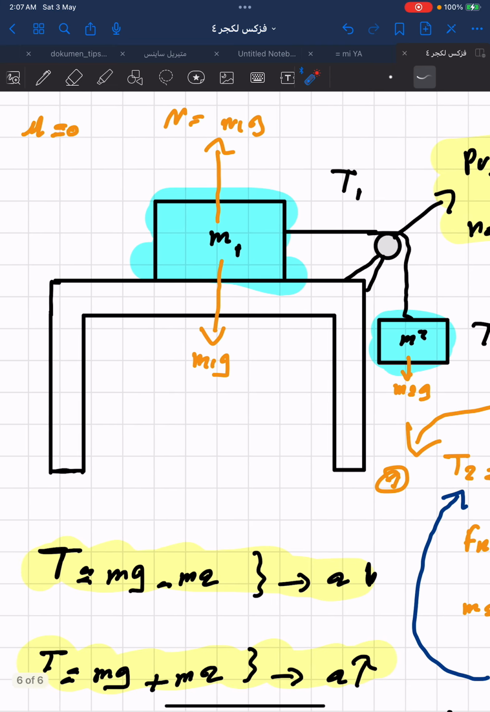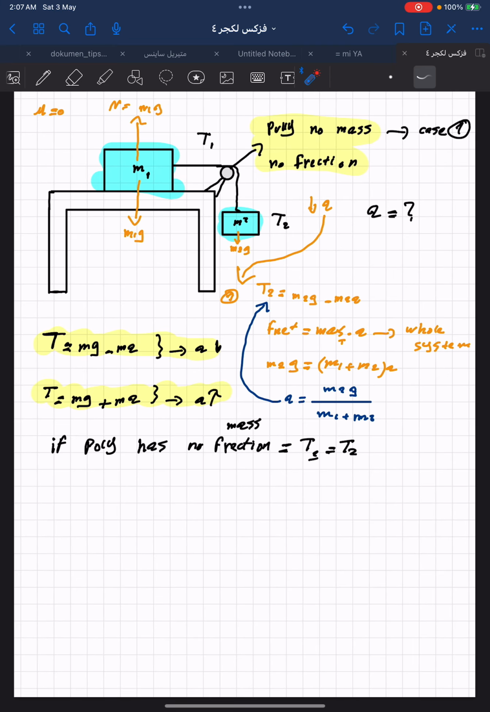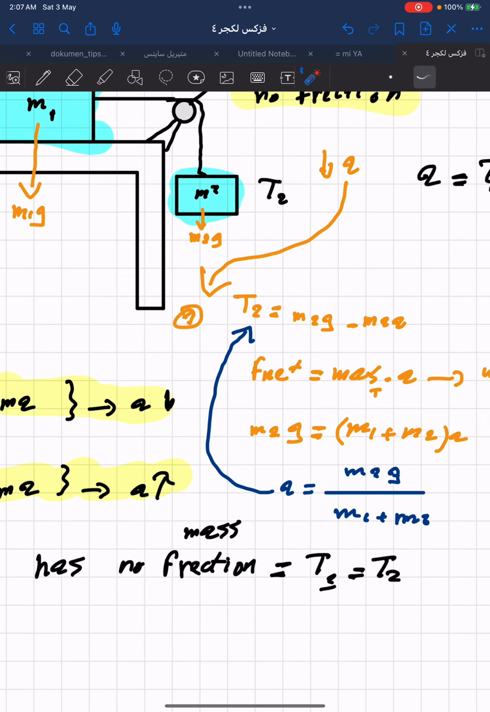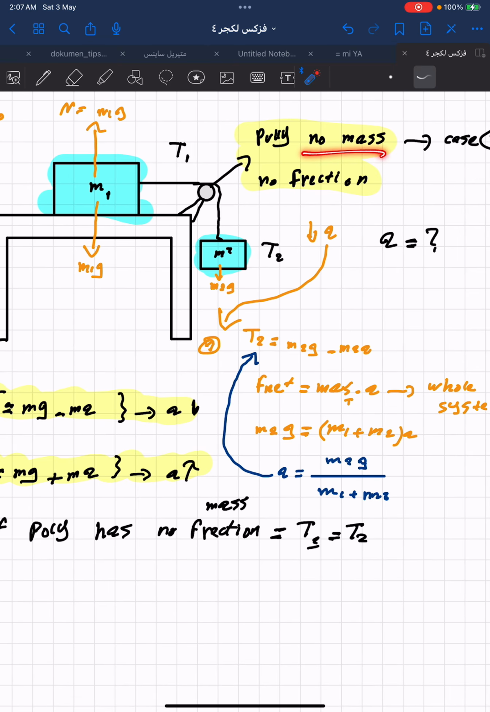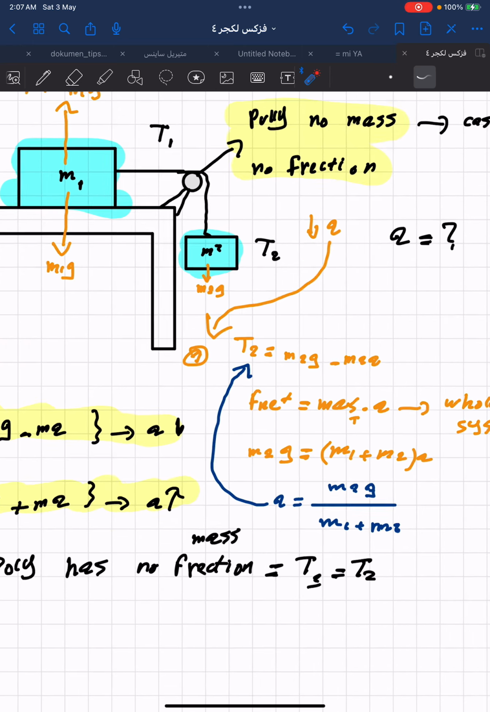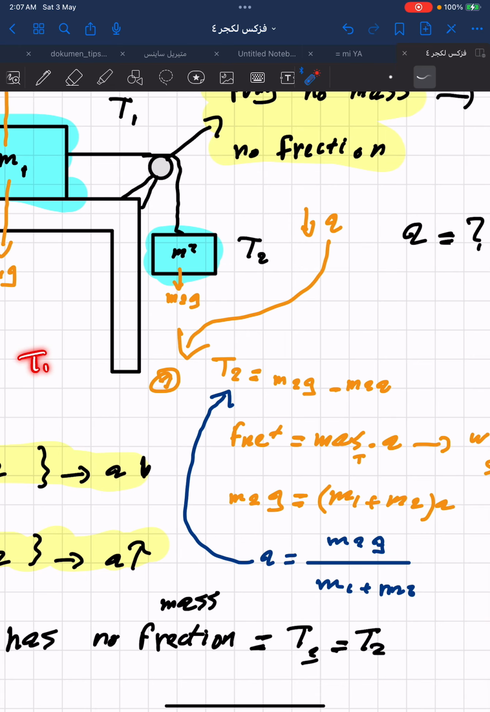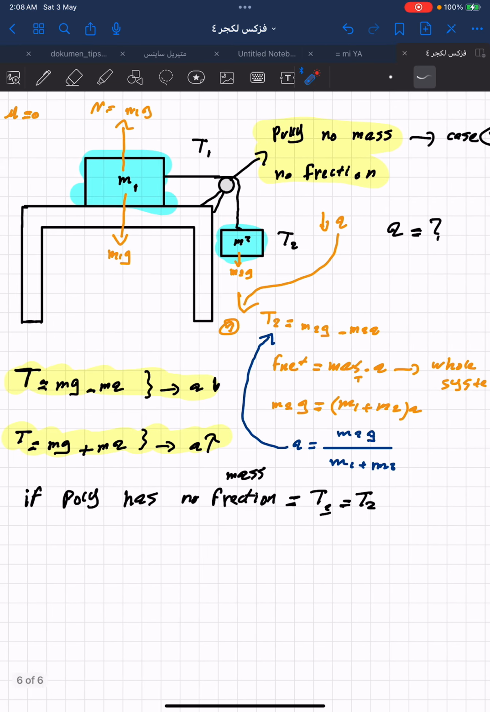So first of all, we have to understand the diagrams. He will ask for T. When we know there is no mass and no friction, T1 will equal T2. Then, if T1 equals T2, we can find it easily by finding either of those.